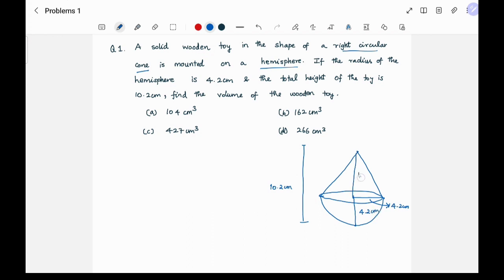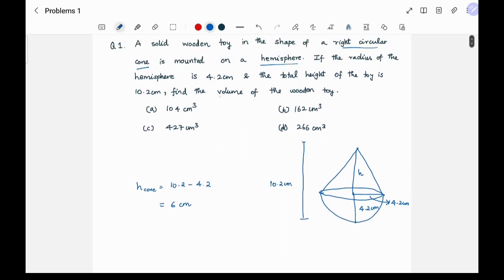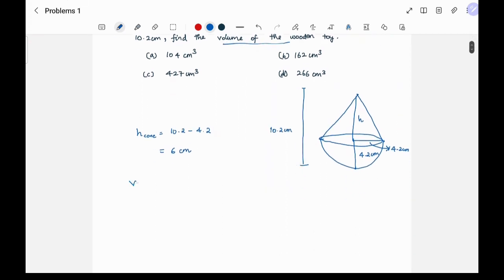So what will be the height of the cone? Height of the cone is 10.2 minus 4.2, which is 6 centimeter. Okay. So we are asked to find the volume of the wooden toy. So volume of the wooden toy is equal to volume of cone plus volume of hemisphere.